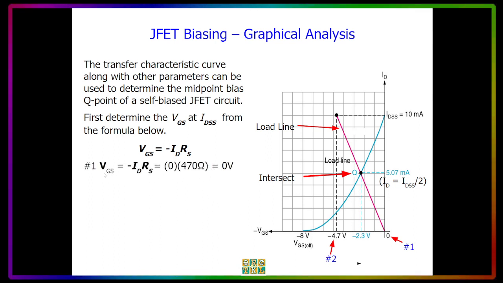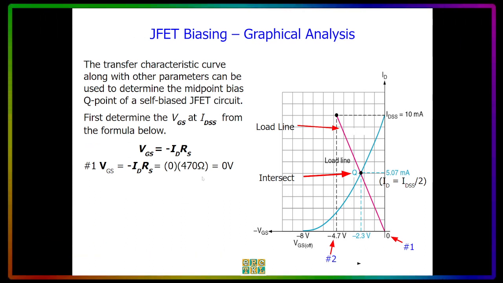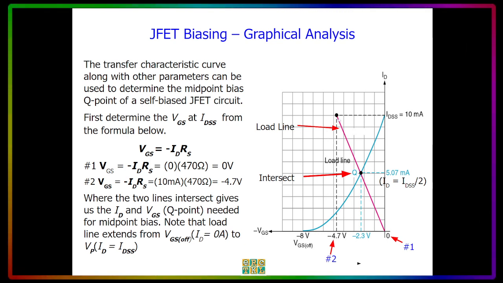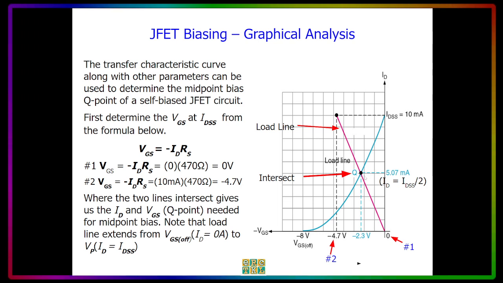Then, number one, the VGS from 0 is equal to negative IDRS, or 0 multiplied by 470, of course, that will be 0. That's number one. And then number two, we have VGS equal to negative IDRD at 10 milliamperes multiplied by 470, and we will get negative 4.7 volts. So from this point to this point, draw a line and you will intersect the approximate value of your Q point. Where the two lines intersect gives us the ID and VGS Q point needed for midpoint bias.